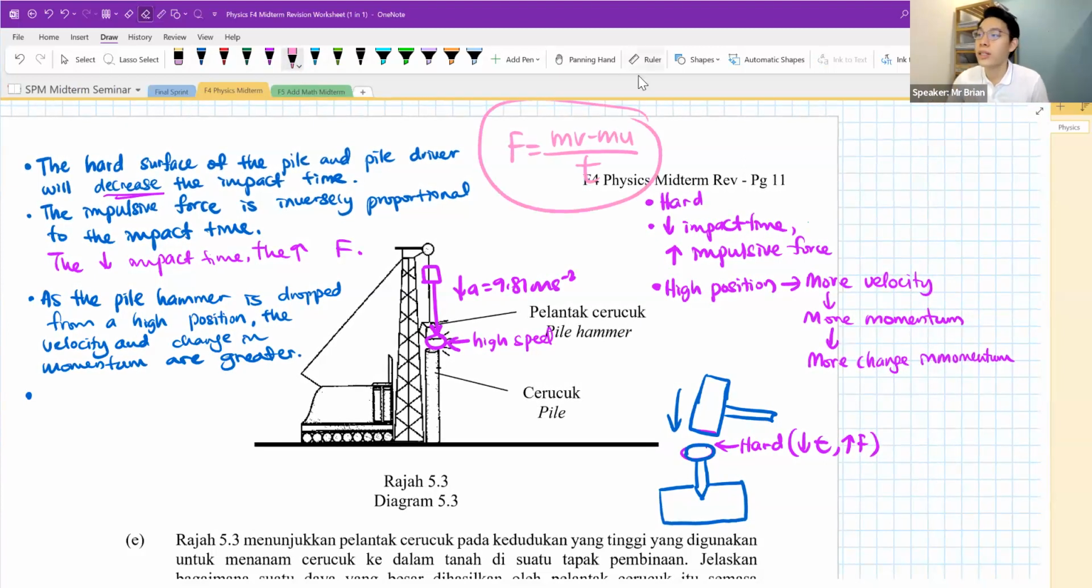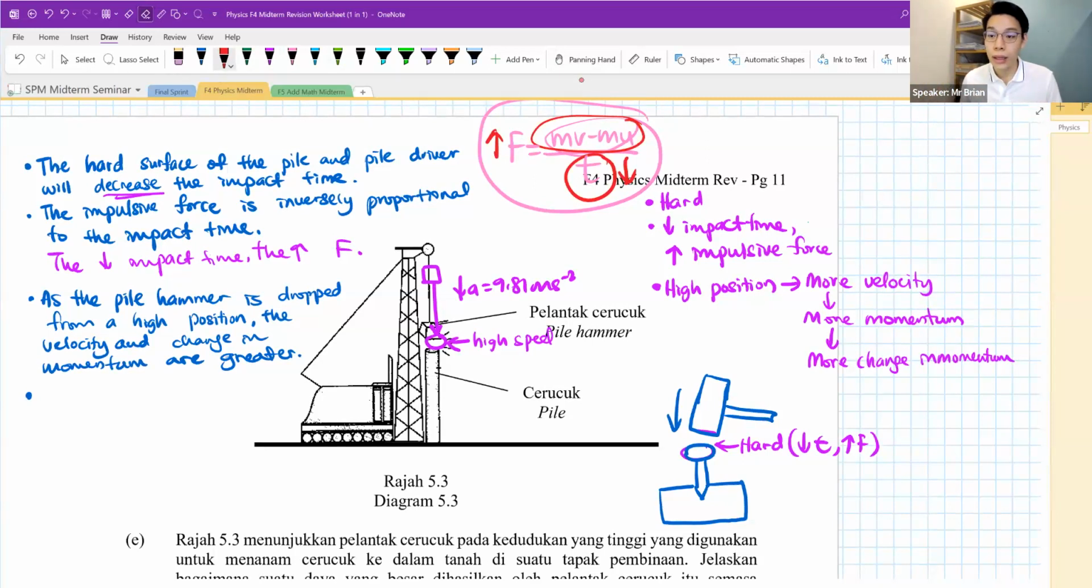Because on top here you have more momentum. Usually I say for impulsive force, mv minus mu is constant, like just now when you dropped the egg, the change in momentum is the same. But now I increase it, there's a slight crossover here between impulse and impulsive force. The change in momentum, I want it to be higher so that I get more force. But at the same time, I want the time to be smaller so that I also have more force. So it's the combo of these two.